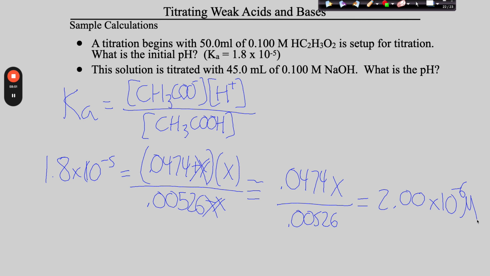Then guys, I'm going to cut some corners here. pH is equal to the negative log of 2.00 times 10 to the negative 6. That's 5.7. So guys, the pH is 5.70. Hey, almost what we thought it was.